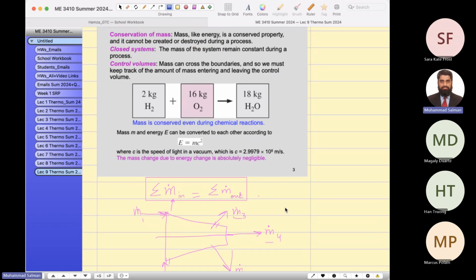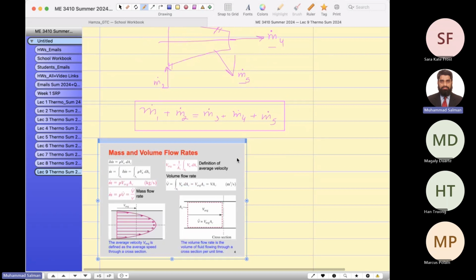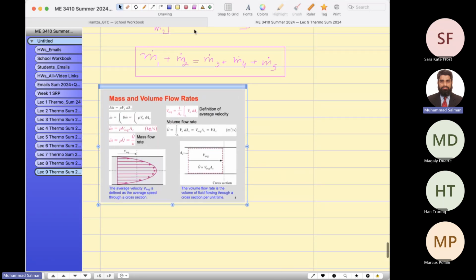But this is not true when the fluid is flowing at a speed comparable to the speed of light, which is 3 times 10 to the power 8. The mass change to energy is absolutely negligible in our case. So don't worry about Einstein's theory of relativity here, because we don't have fluid at that much speed. Don't worry about this slide, but the only thing you have to take away is this formula. Please write down this mass flow rate formula.